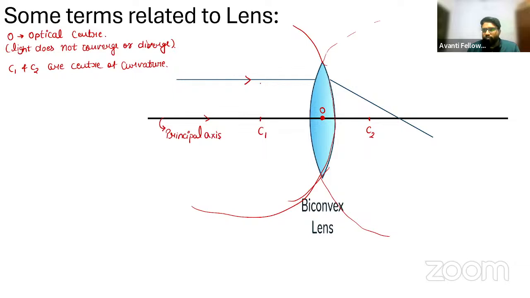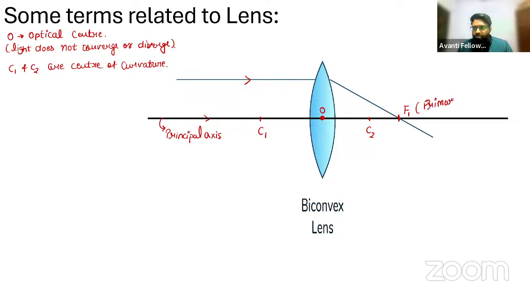Now, when a light ray moves parallel to the principal axis, this convex lens tries to converge this ray. After convergence, wherever it hits the principal axis, that is the focus. This is the first focus, or you can say the principal focus. It has another name also, primary focus.